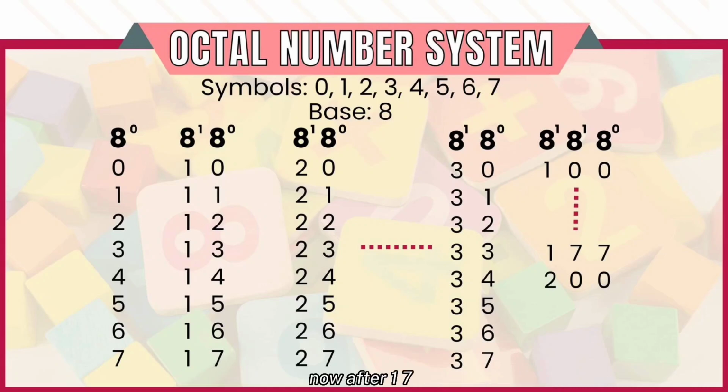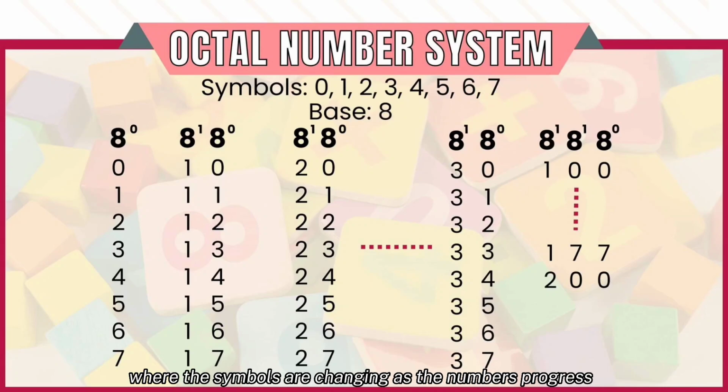Now, after 17, since we have no symbols left for the least significant digit's place, we will choose the next symbol in line, that is 2 in place of 1, and perform the same drill. So, the number after 17 is 20. Now, all these places where the symbols are changing as the numbers progress have the place value of 8 raised to the power of 0.